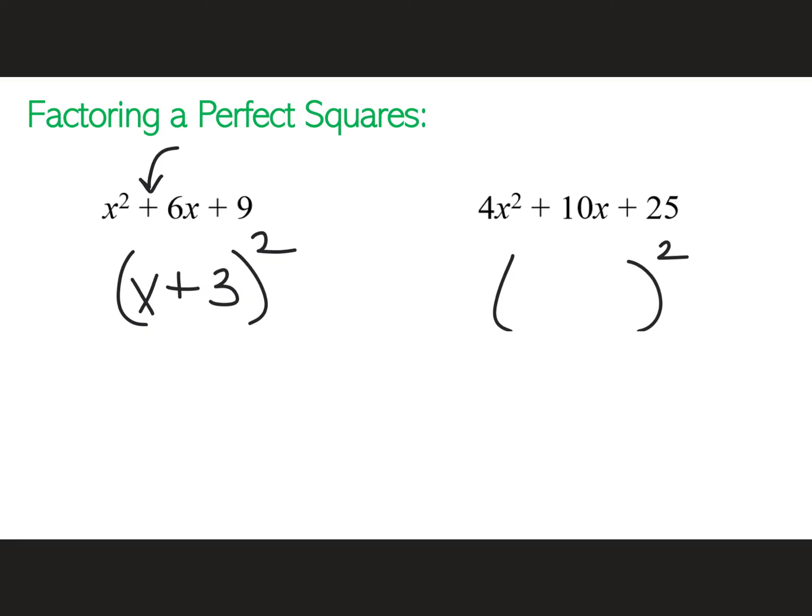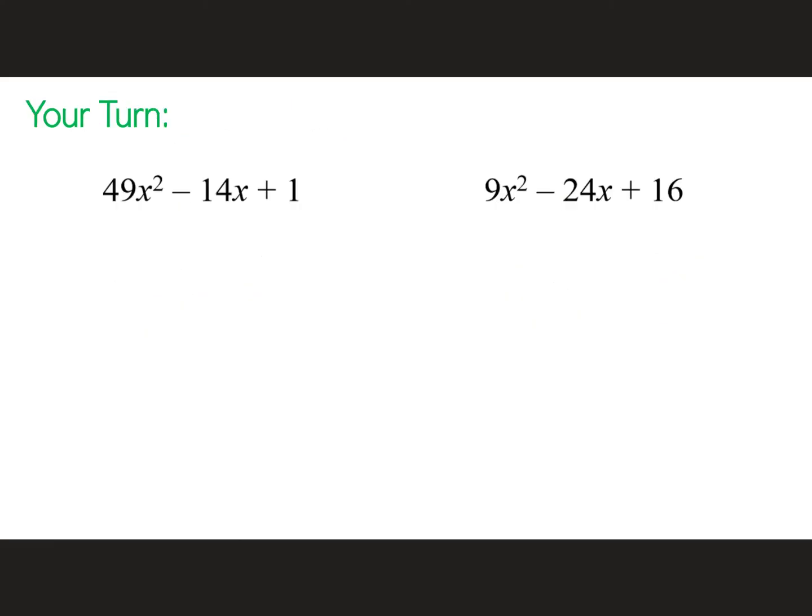What's the square root of 4x squared? 2x. What's the square root of 25? 5. What's this sign? Plus. And I'm done. That easy. Both of these are perfect squares, but it's your turn to factor them. So pause the video and then come back when you're ready to see the answer.